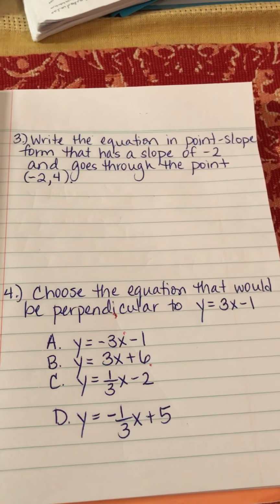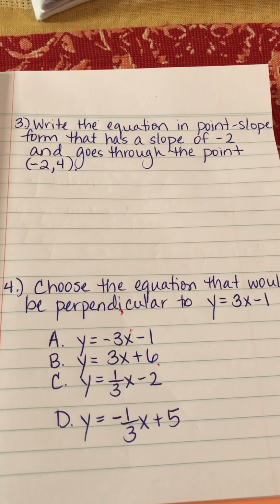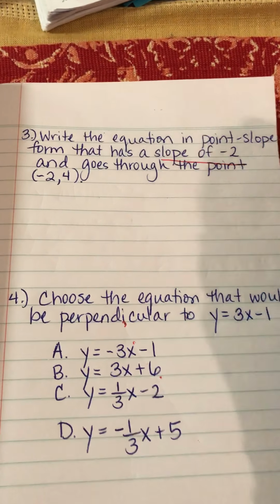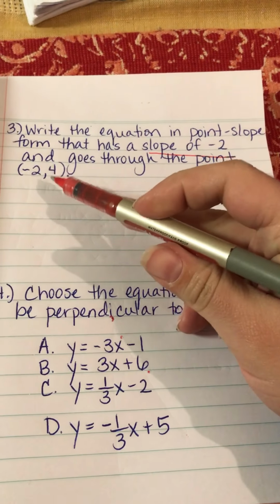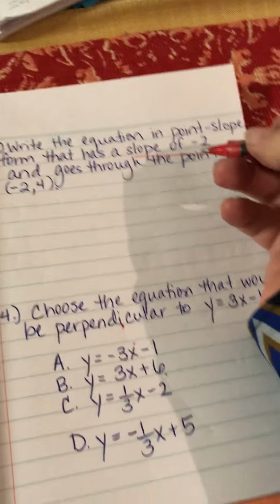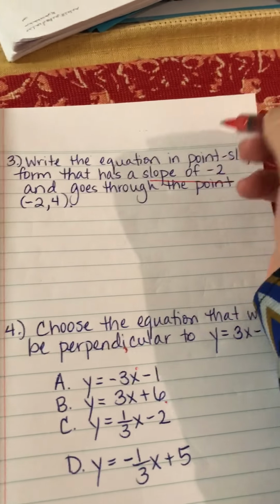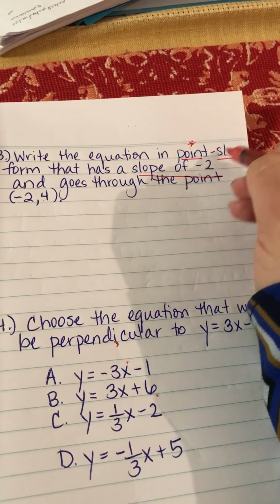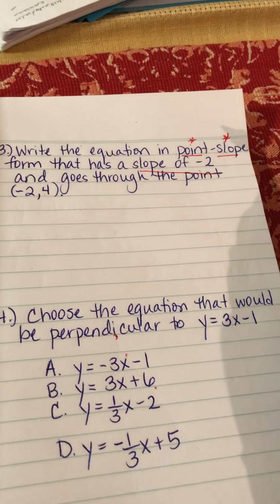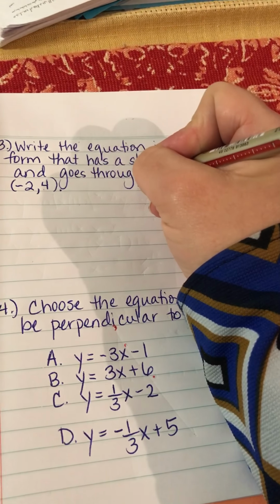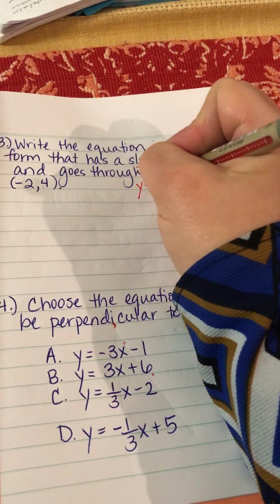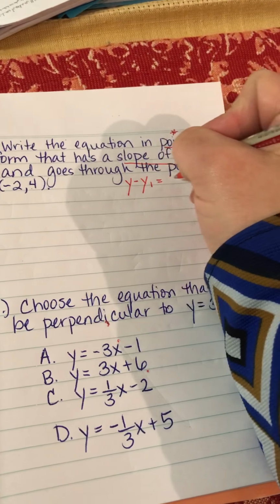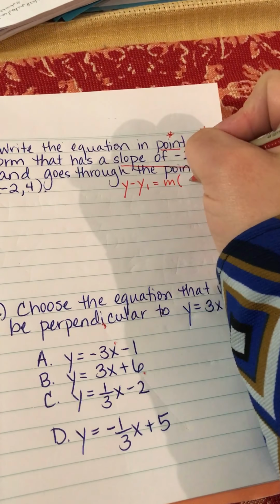Okay, the next one says, write the equation in point slope form that has a slope of -2, and it goes through the point -2, 4. Now this is really easy because I gave you everything that you need to write your equation in point slope form. We have a point and we have the slope. We don't have to find anything, we just have to write it correctly. So the equation, remember, is y minus y1 equals slope times x minus x1. And I'm going to plug the numbers in and be finished with this problem.